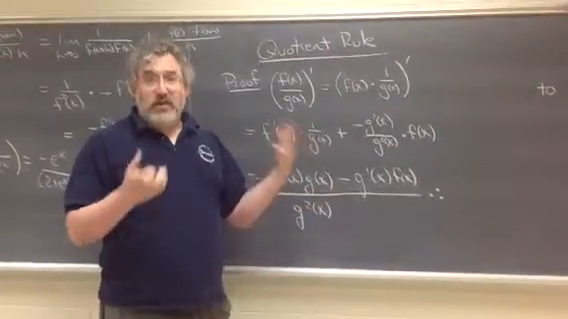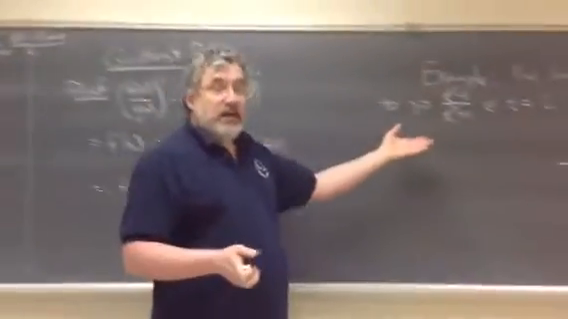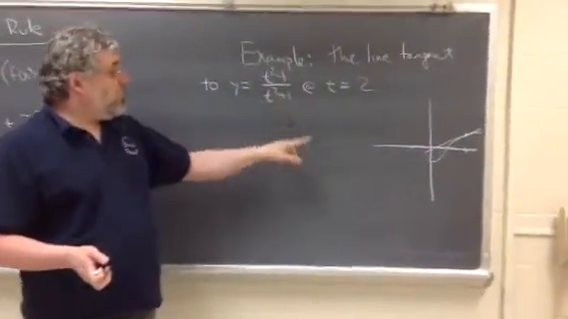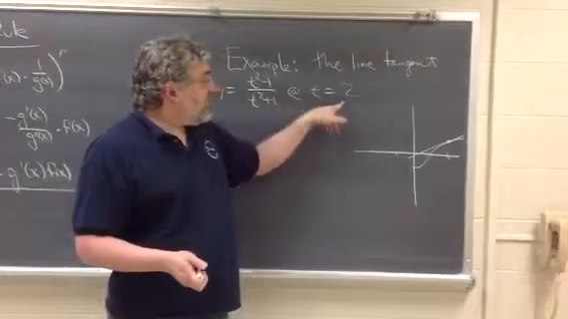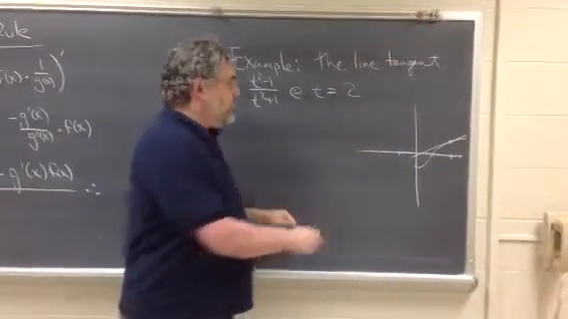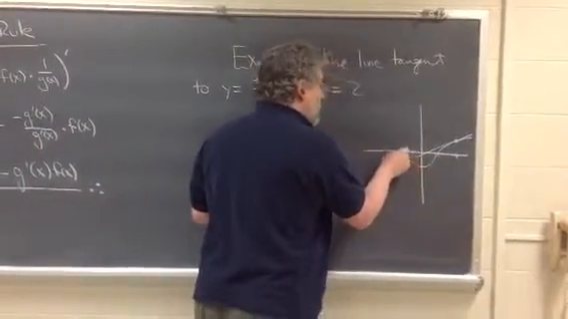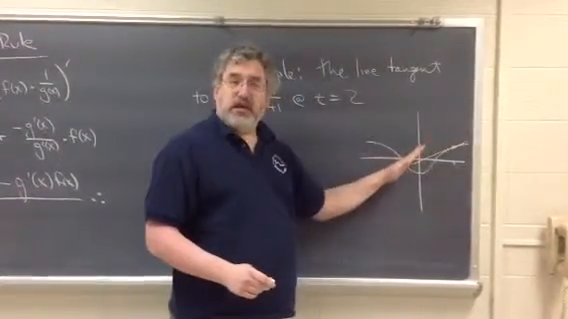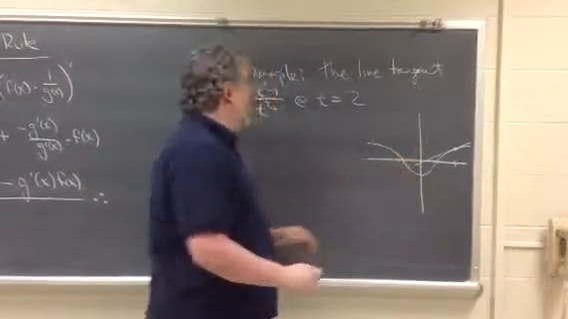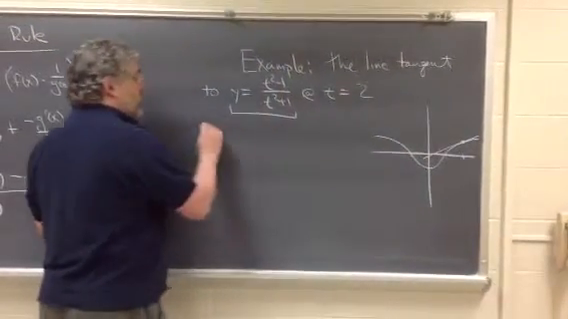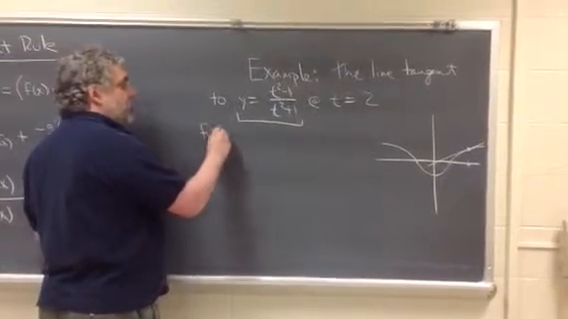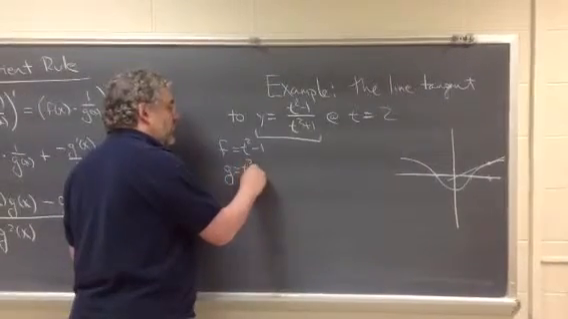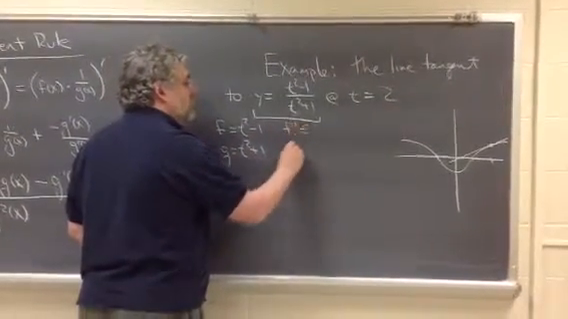So let's now, to finish it off, do an example. Here's my example. I have a function, t squared minus 1 over t squared plus 1, and I'm going to take the tangent line at t equals 2. The curve kind of does this. Right there's 2. The line should look something like that. How do you do this? Well, let's take this and work with it. F is our top part. G is our bottom part. We need their derivatives.